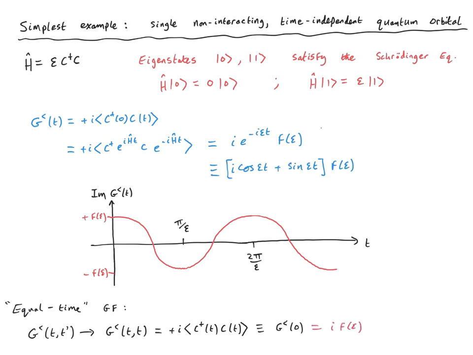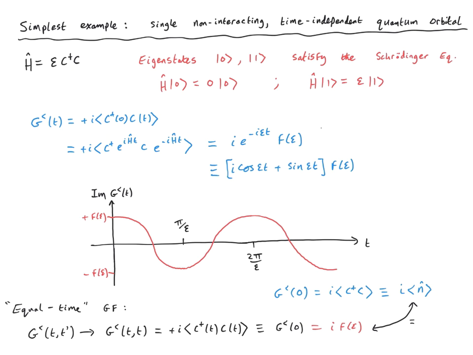However, g lesser of 0 has another interpretation. Plugging t equals 0 into this expression simply gives us the expectation value of c dagger c. This is of course the expectation value of the number operator for our single site. We can write g lesser of 0 therefore simply as i times the expectation value of the occupation of our site. So we see that we get the static expectation value of the operators when we look at the zero time or equal time Green's function. Furthermore, we recover the expected result.